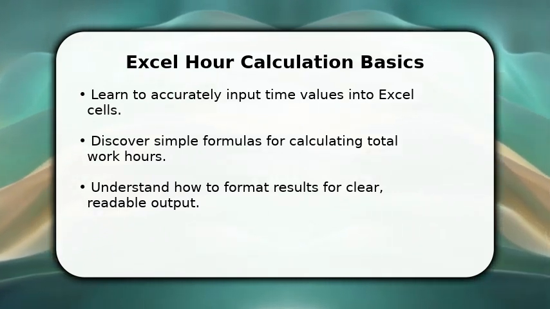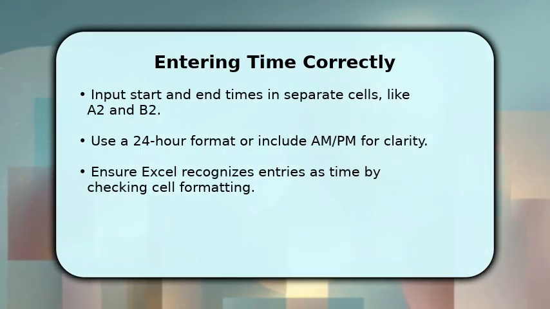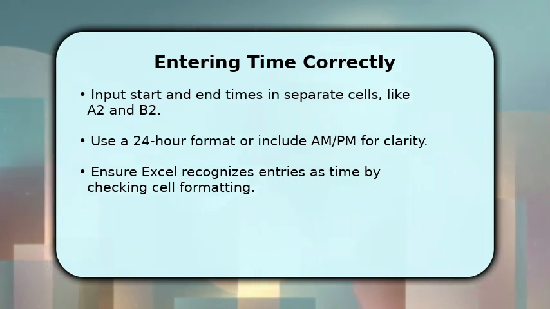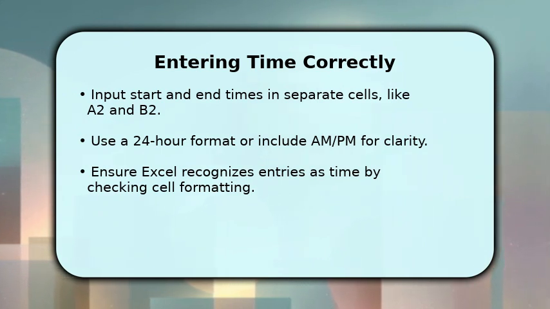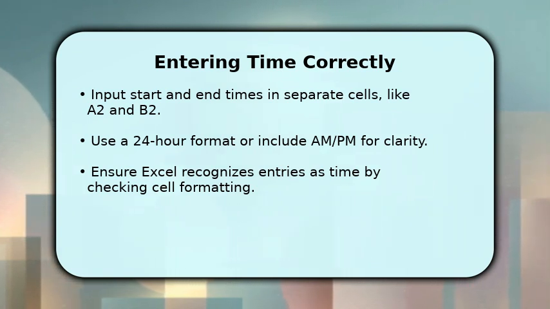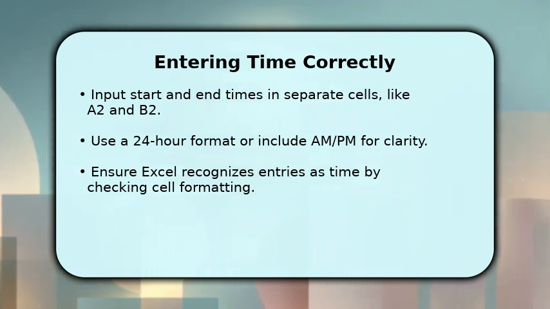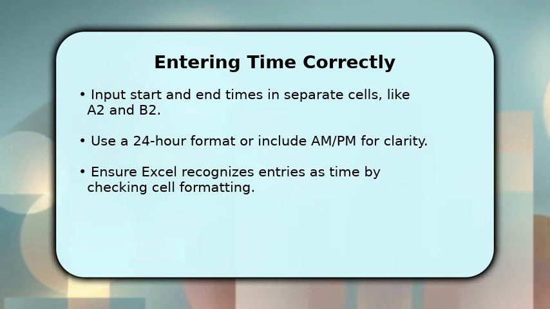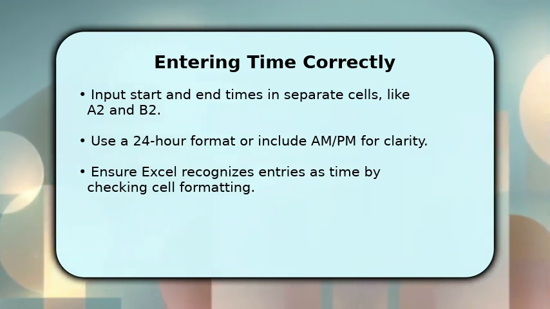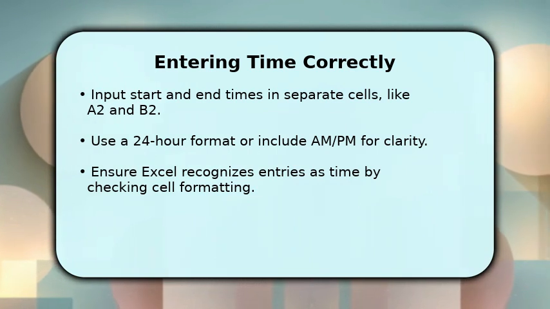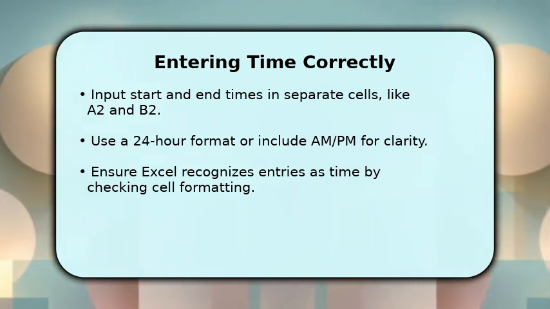To begin, enter your start time in one cell and your end time in another. For example, type 9:00 a.m. in cell A2 and 5:00 p.m. in cell B2. Excel automatically interprets these as time values. If you prefer, you can use a 24-hour format such as 9:00 and 17:00. Always double-check that Excel has applied a time format to these cells to prevent calculation errors later on. This foundational step is vital for accurate results.